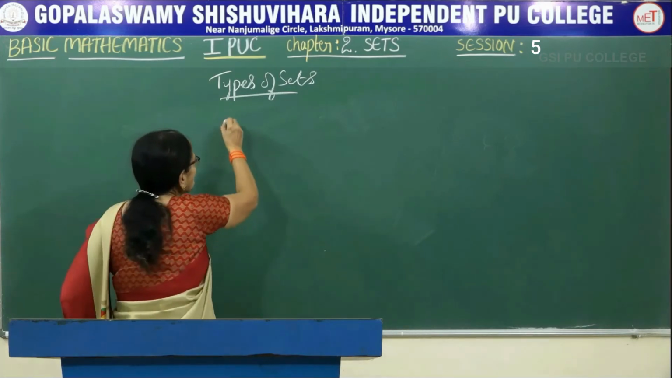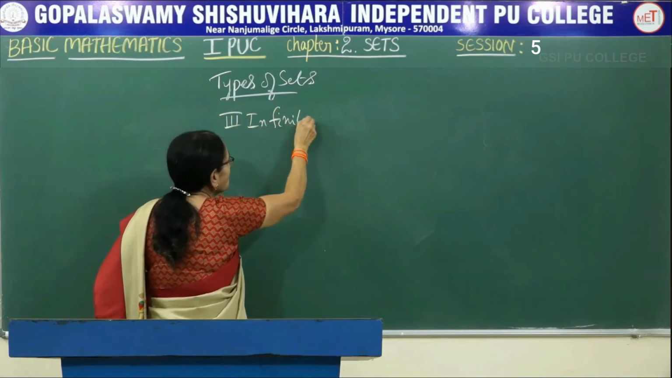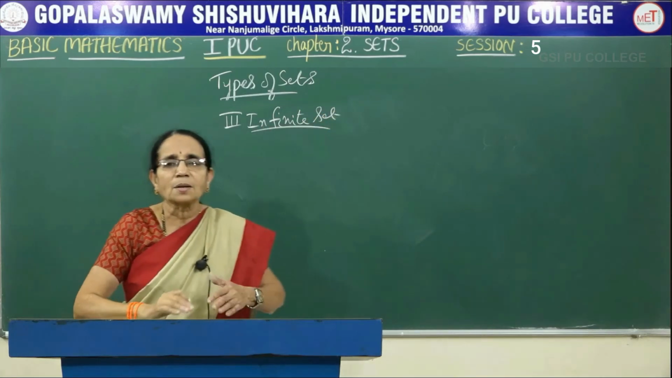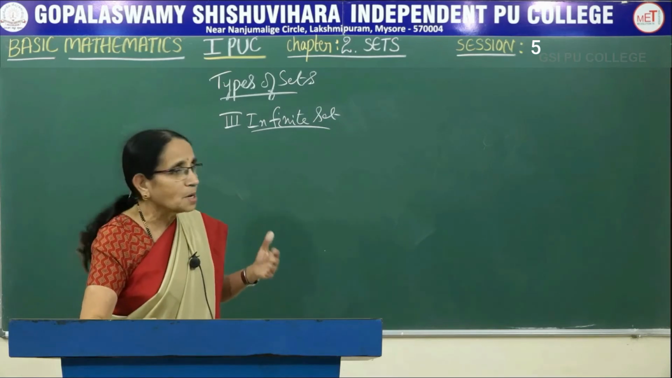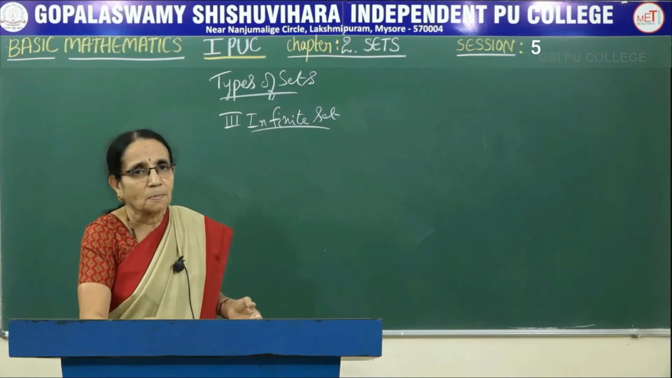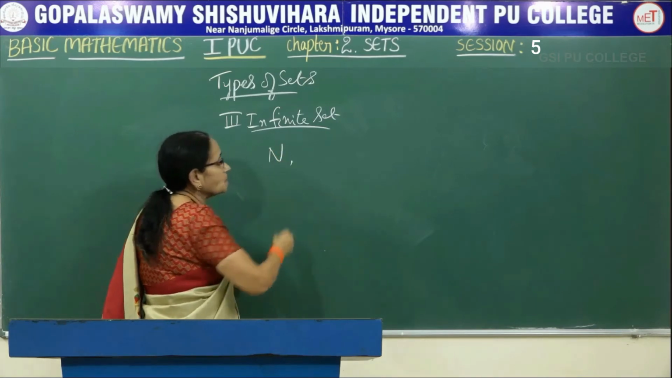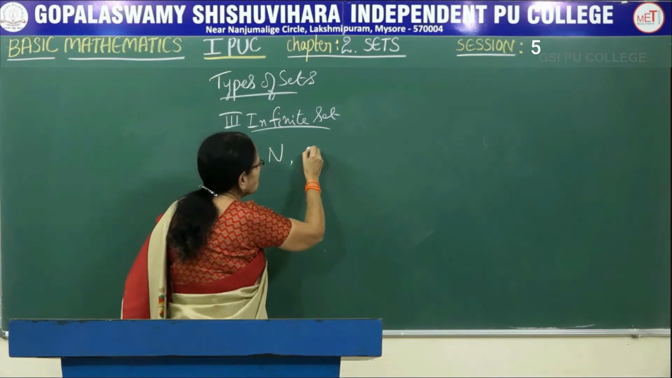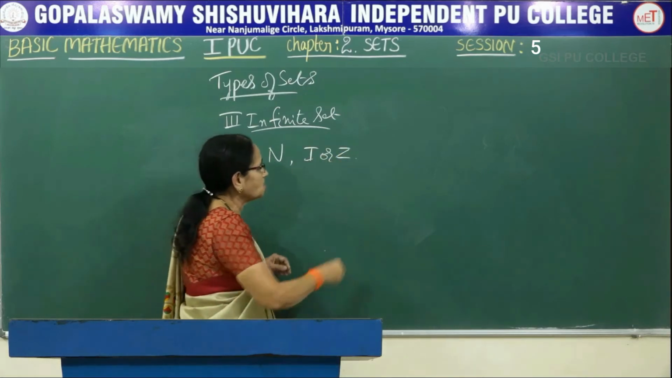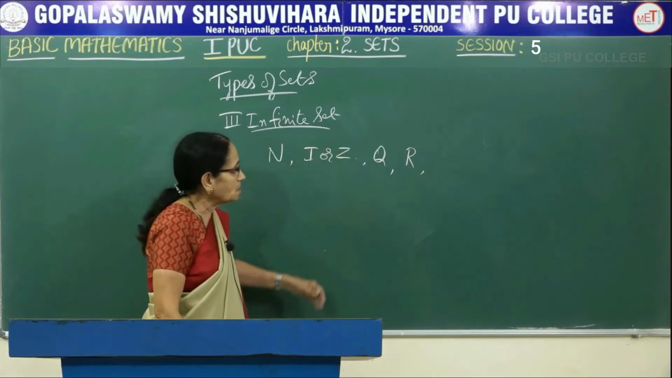The third one is, after finite, what can be the next one? It is infinite. It is an infinite set. What do I mean by infinite? If you do not know the exact number of elements, that is, if the set contains an infinite number of elements, we call it an infinite set. In the very first session, I had given you some standard sets. What are they? The set of natural numbers, and the set I or Z, we use it to denote the set of integers. Next, Q, the set of rational numbers, or R, the set of real numbers.